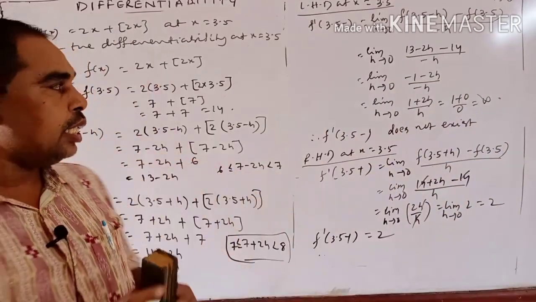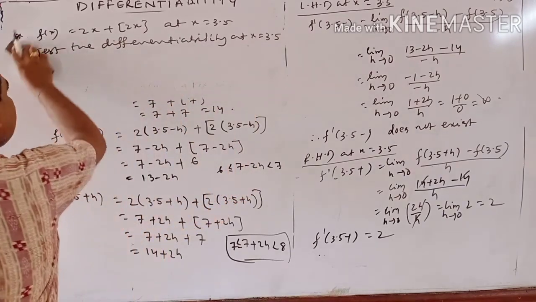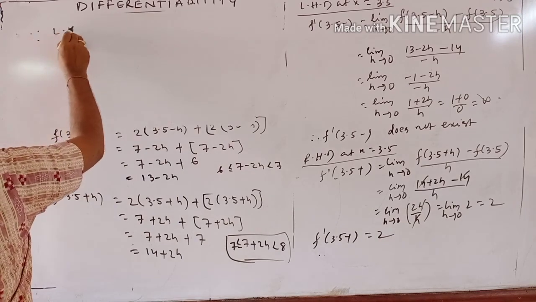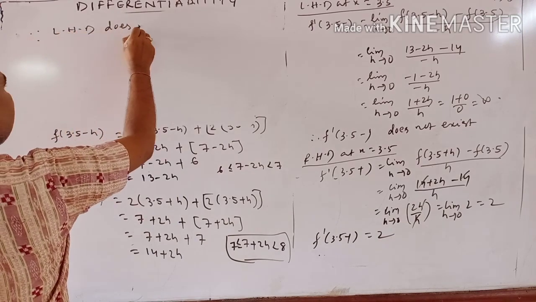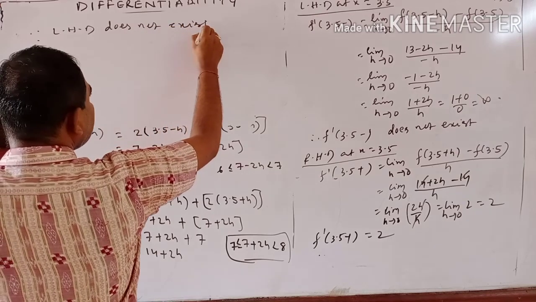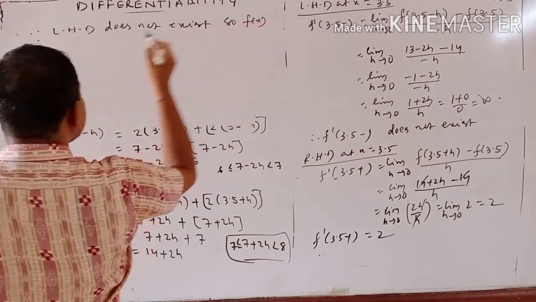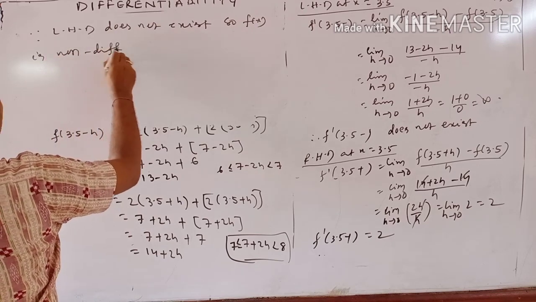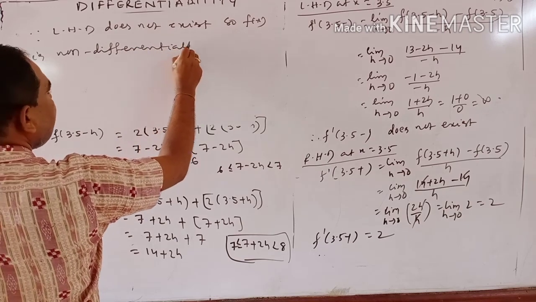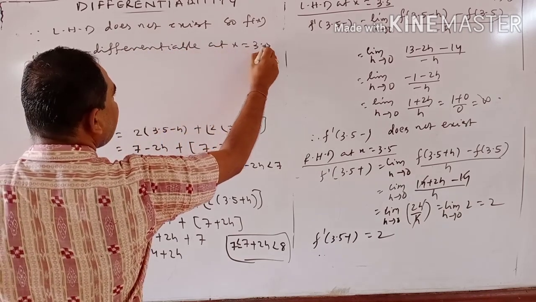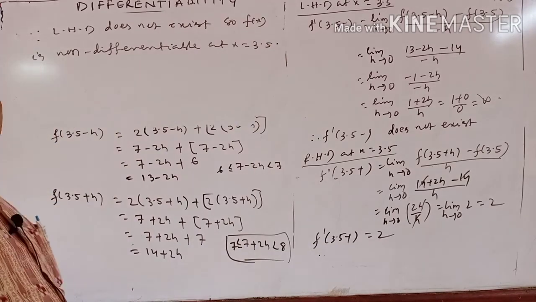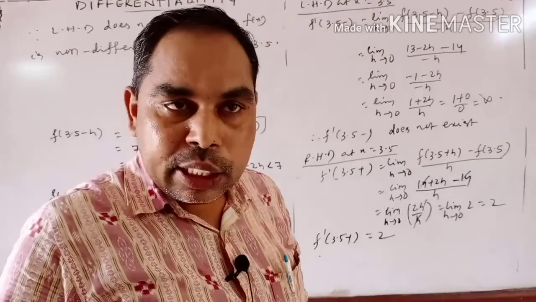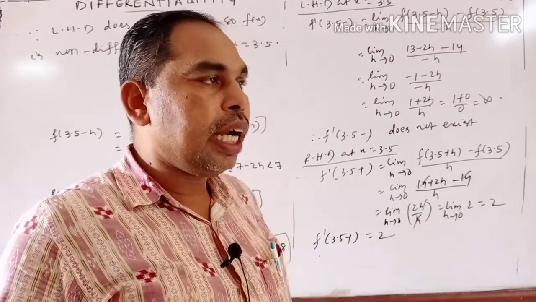But LHD is not equal to RHD, since LHD does not exist. So f of x is non-differentiable at x is equal to 3.5. In the next class, we discuss the relation between continuity and differentiability and their application.